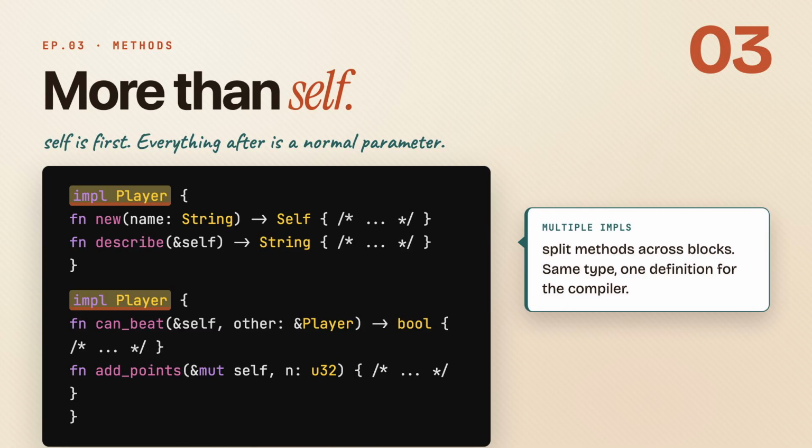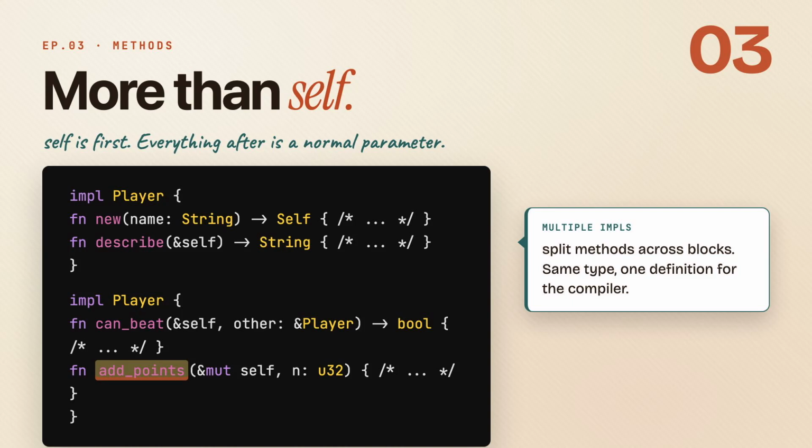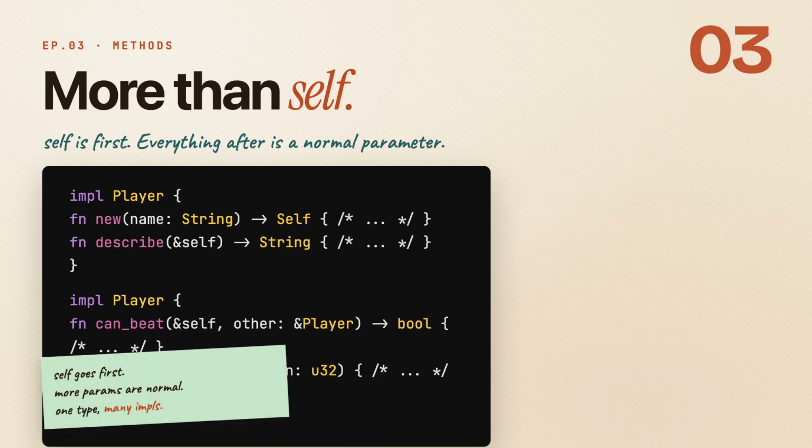One more thing, you can split methods across multiple implementation blocks for the same type. Both blocks belong to the player. The compiler treats them as one, useful for grouping by purpose. Constructors here, queries here, mutation somewhere else, maybe. Methods take what they need. Self comes first. The rest are normal parameters. And the implementation can live in more than one block.